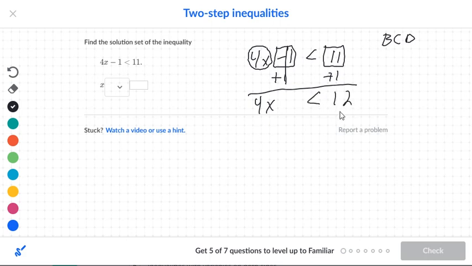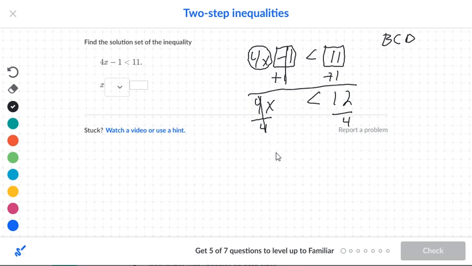Now we get 12. Now, before you divide by 4, you always want to check the number next to the letter. If that number is a negative number, then you're going to go ahead and change your sign and turn your signs the other direction. So make sure that you always look at the number next to the letter to make sure it's not negative. If it is a negative, we would turn our sign the other direction.